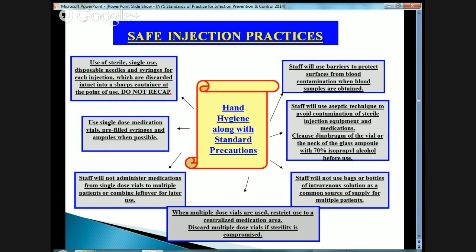If sterility is compromised, that's one reason we don't use multiple vials. We use single dose vials, is what we're looking at and hopefully using. If you're using a multiple vial for one patient, then you should not be sharing that when that person goes home or whatever. You should not be using that same multiple vial on somebody else.